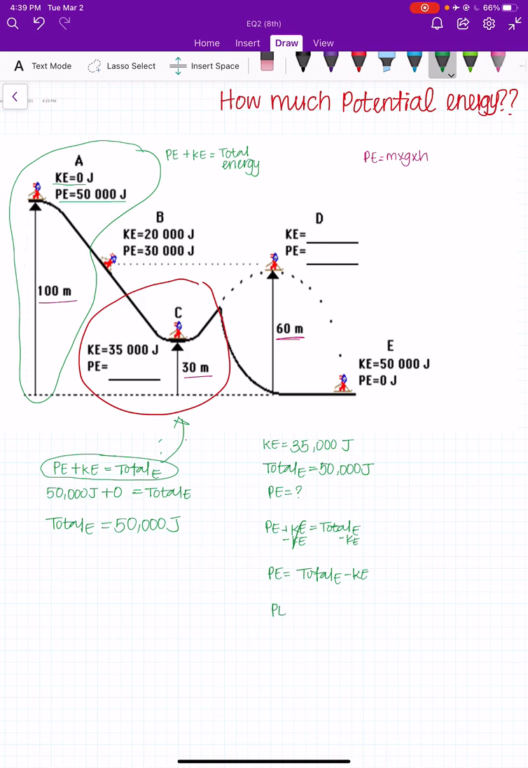So my potential energy is going to be 50,000 minus 35,000. And make sure you put those units in there. So my potential energy is going to equal 15,000 joules. Whoop, whoop, go us.